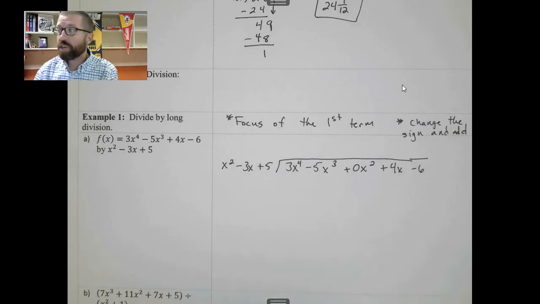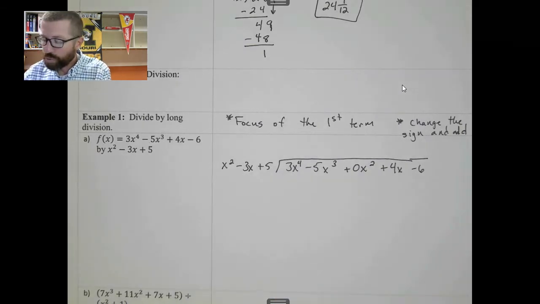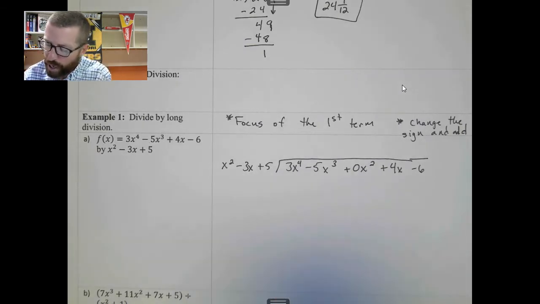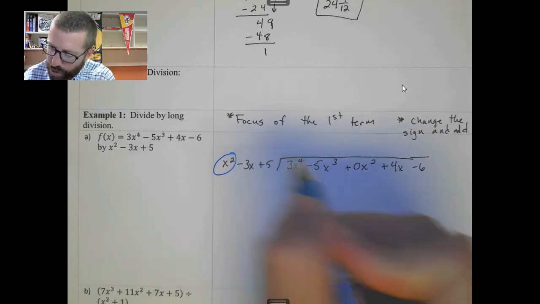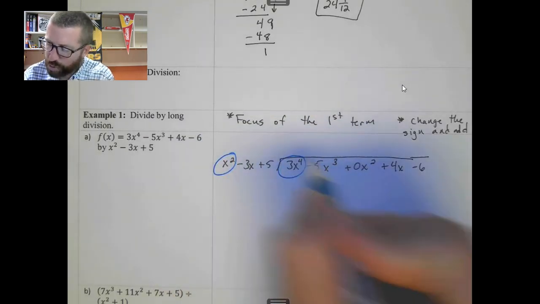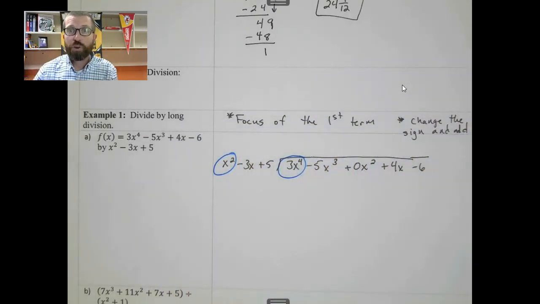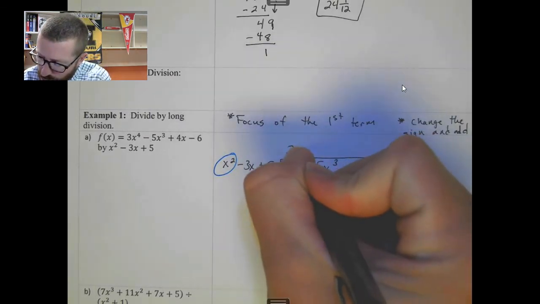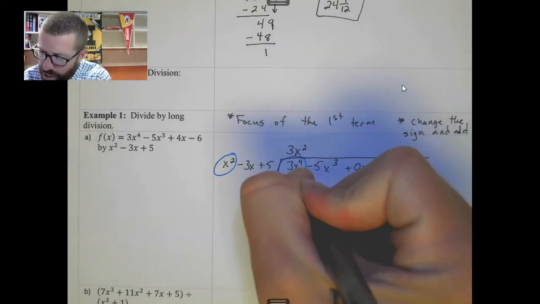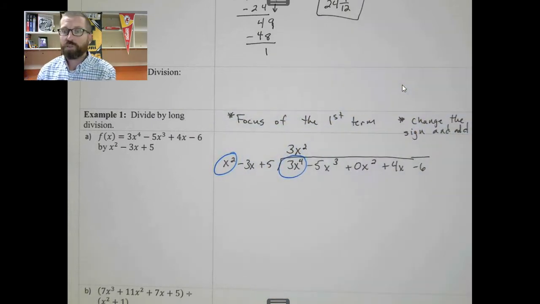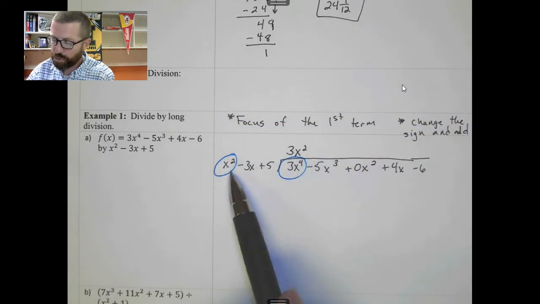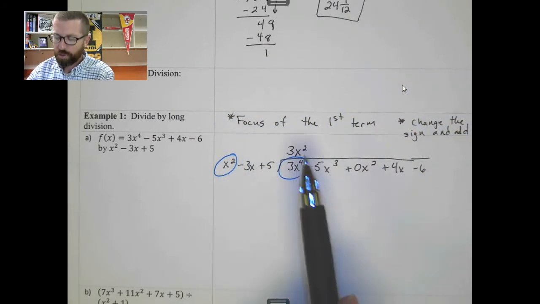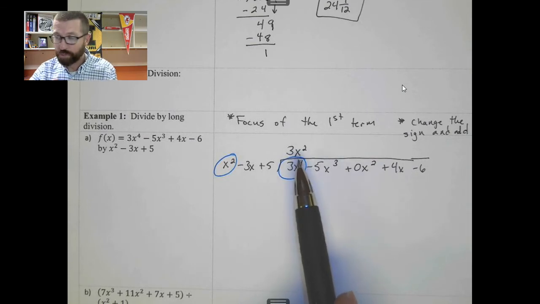And then you're only looking at the first term. So we only care about how I can turn the x squared into 3x to the 4th. I want those to be the same. And so if I multiply times 3x squared, I'll get 3x to the 4th. So that's one way of looking at it. You could say, well, 3x squared times x squared is 3x to the 4th. Excuse me. So that's what I'm using.